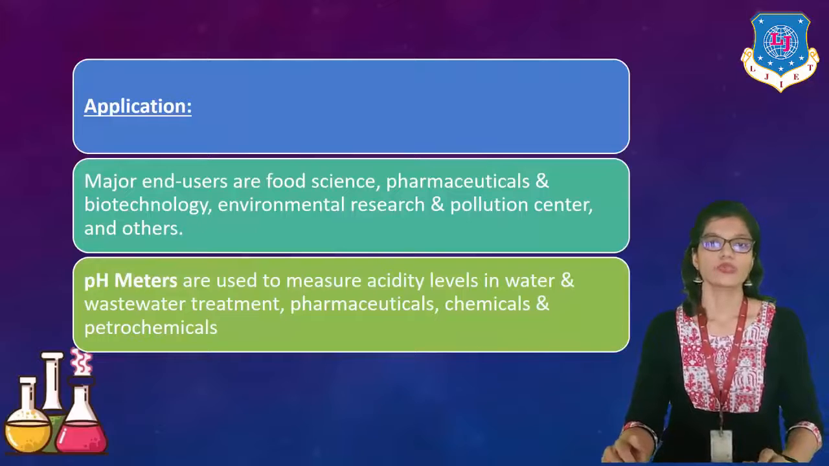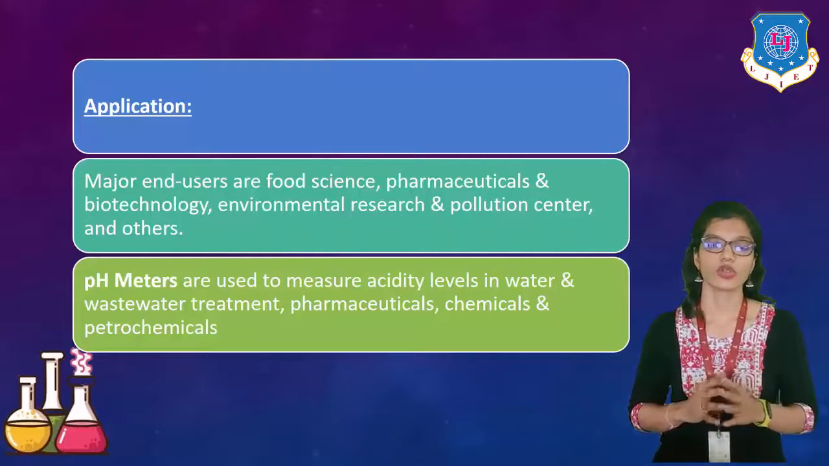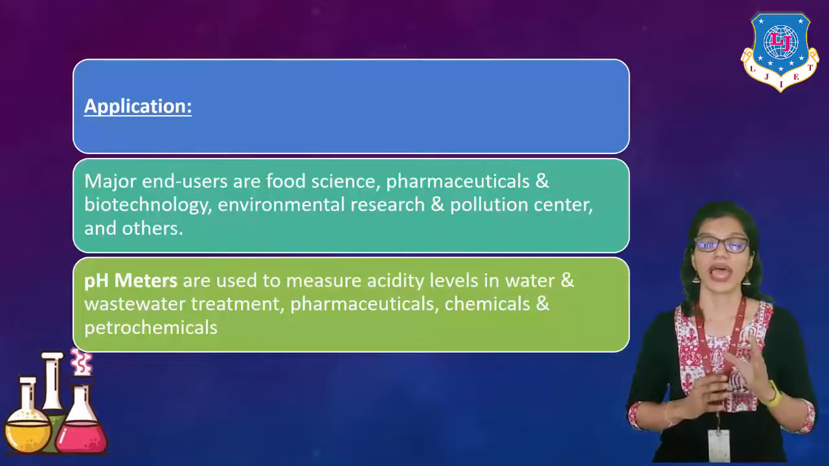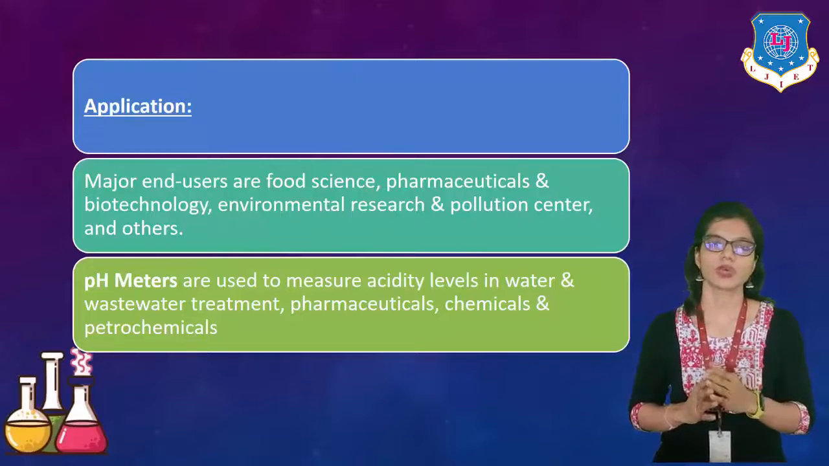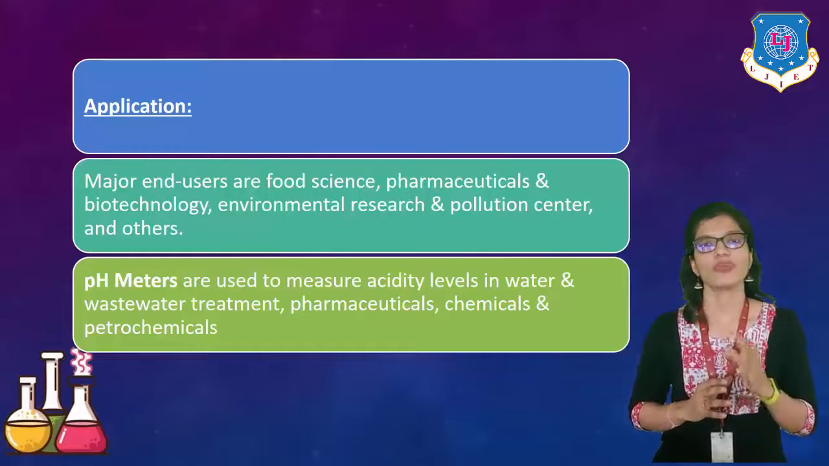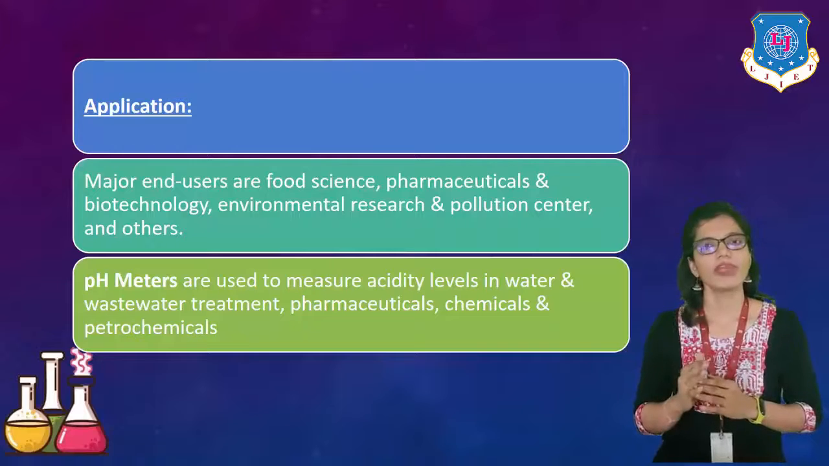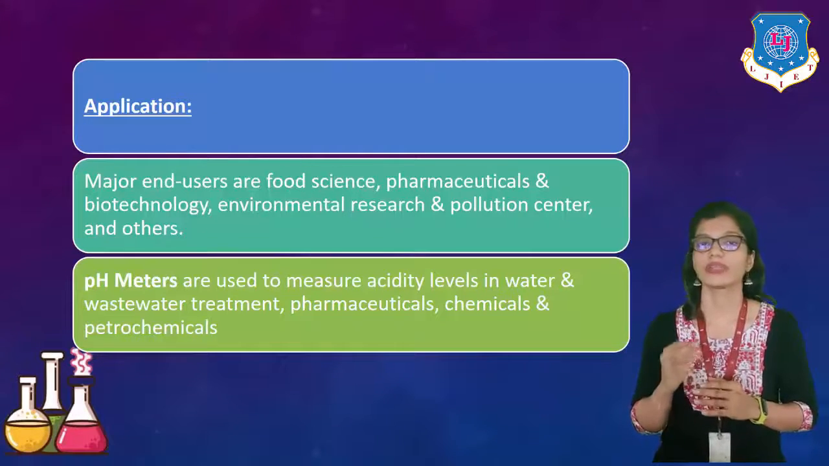Okay. Now let's move ahead to the application. So major end users are food science, pharmaceuticals, biotechnology, environmental research and pollution control centers, and even others. These are very basic ones which involve the application of the pH method. When we talk about any pH indicator, pH paper or a normal titration, it will not give rise to a specific result. That means it will not give rise to a perfect result.